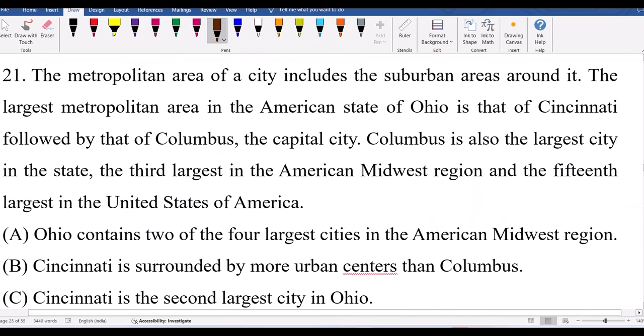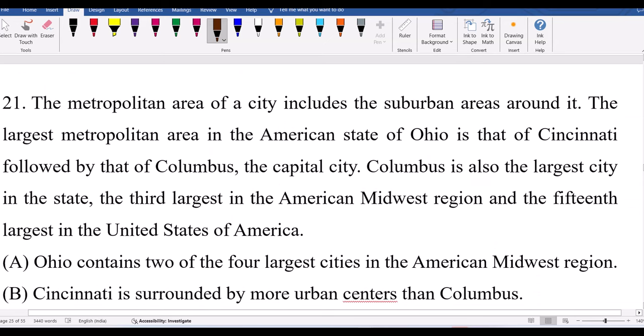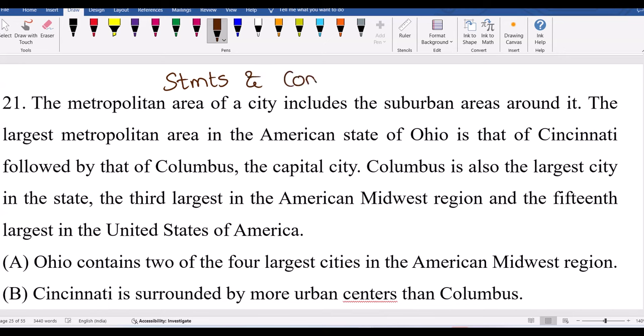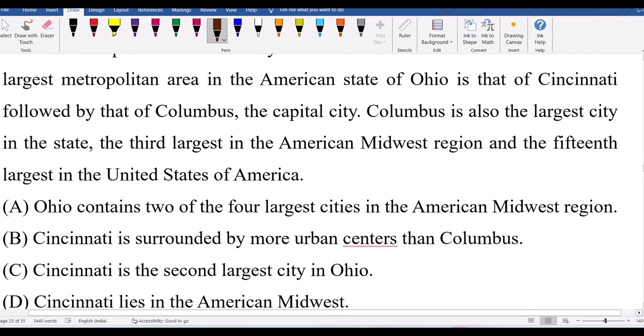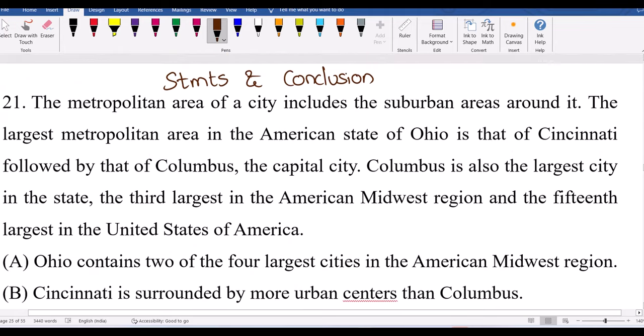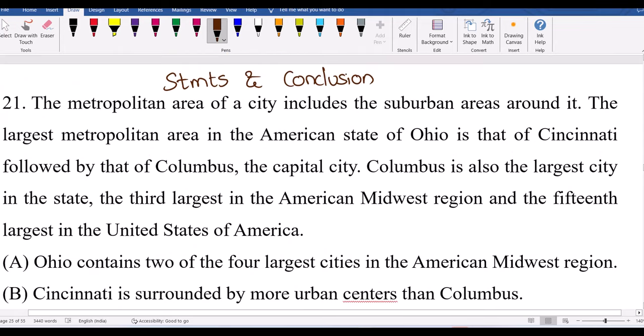Now let's see this paragraph. This is how statements and conclusions work. They'll give a big paragraph, you understand it, and you have to conclude. In fact, this is almost like verbal only. They give a big statement, you read it, and decide which among the options is true. Let's read that statement first. A paragraph: the metropolitan area of a city includes the suburban areas around it.